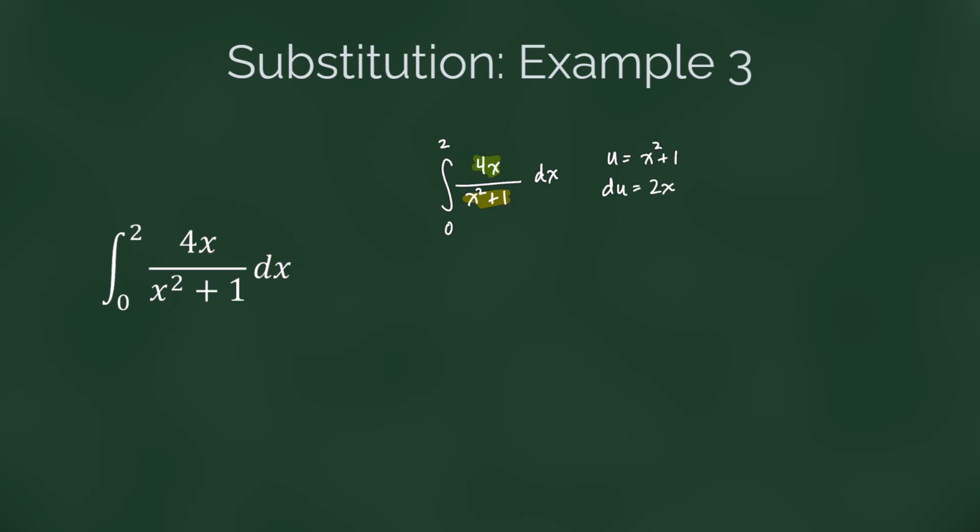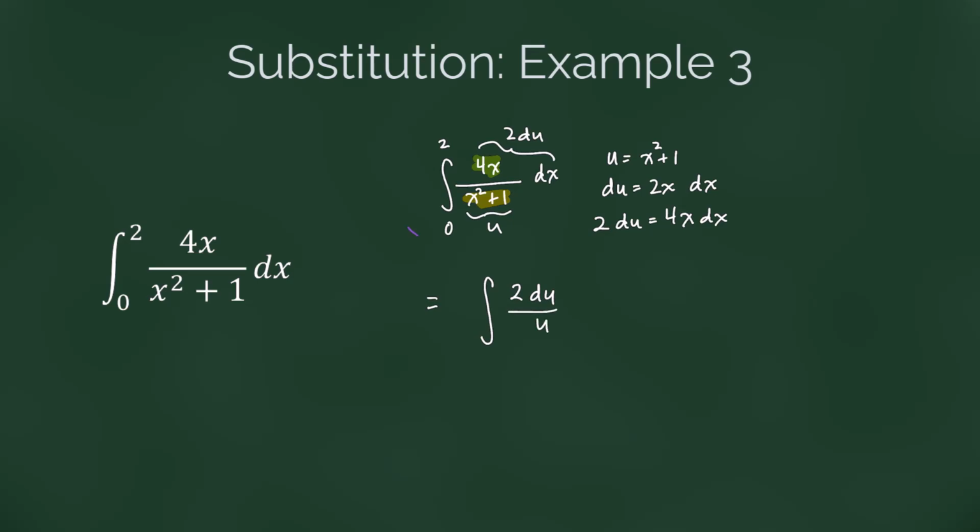So that du is then 2x dx. We need 4x dx. So if we multiply both sides by 2, we get that 2 du is 4x dx. We're going to replace the 4x dx with 2 du. We'll replace the x squared plus 1 with a u. Rewriting the integrand, we now have 2 du over u.